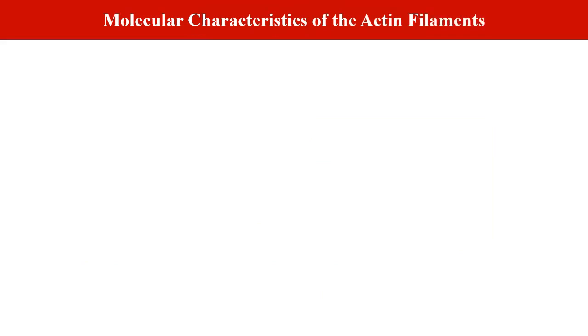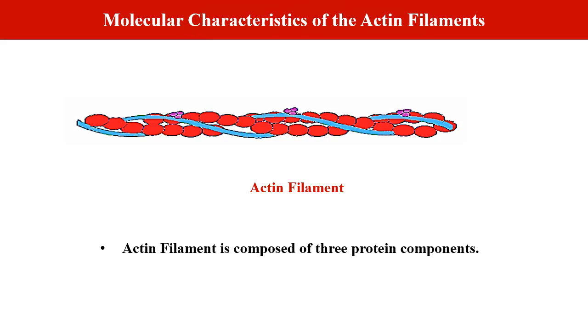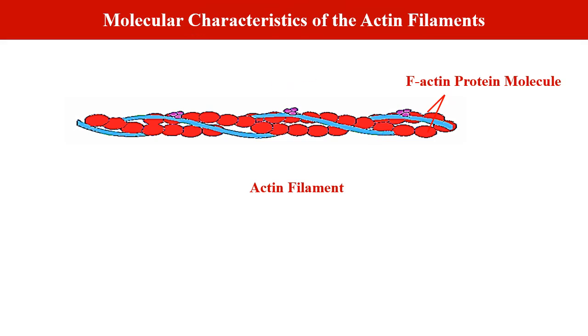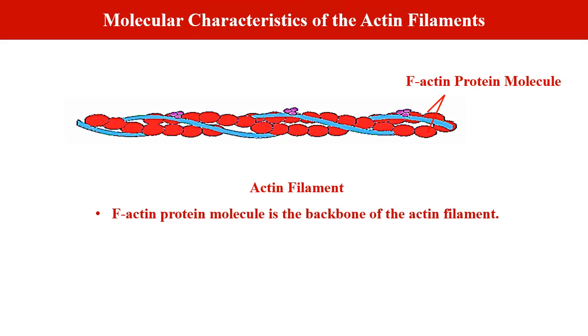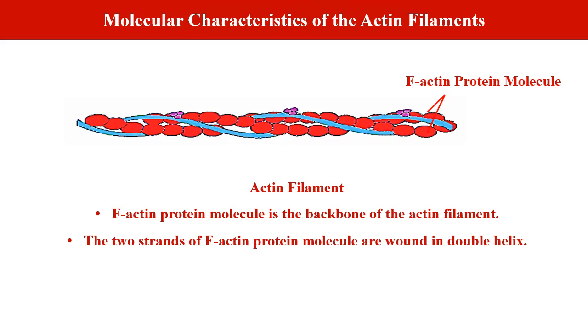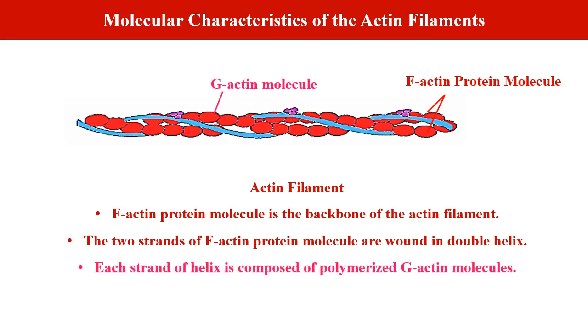Let's study molecular characteristics of actin filaments. Actin filament is composed of three protein components: the F-actin protein molecule, tropomyosin, and troponin. F-actin protein molecule is the backbone of the actin filament. The two strands of the F-actin protein molecule are wound in double helix. Each strand of the helix is composed of polymerized G-actin molecules.